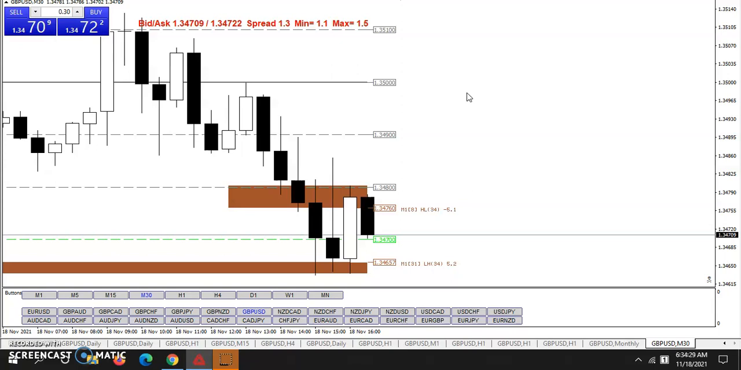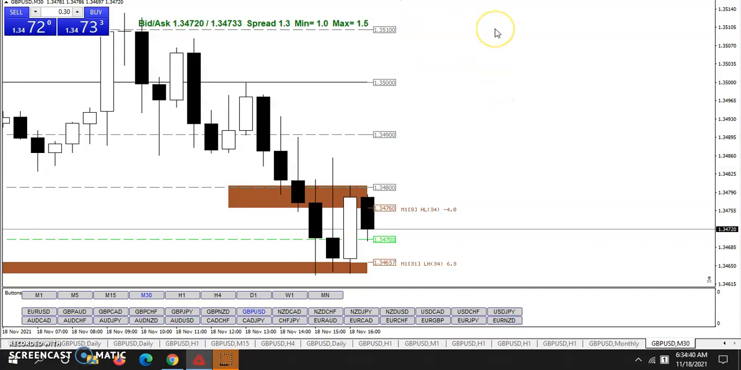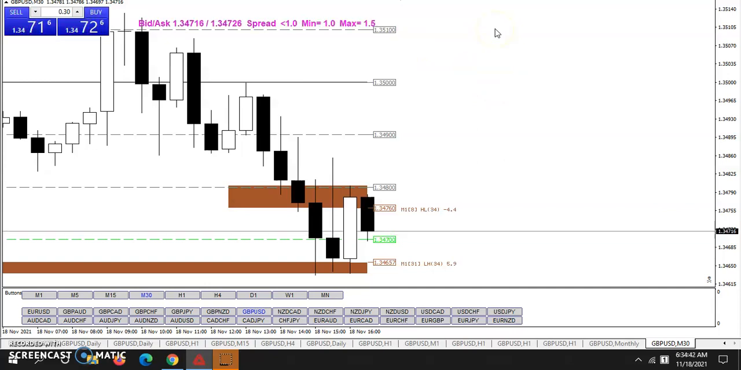So I know this isn't really an earth-shaking indicator or anything like that, but some people like it. They like to see what the spread is and the min and the max as they're trading. I don't use it as often as I used to, but it can still come in handy.